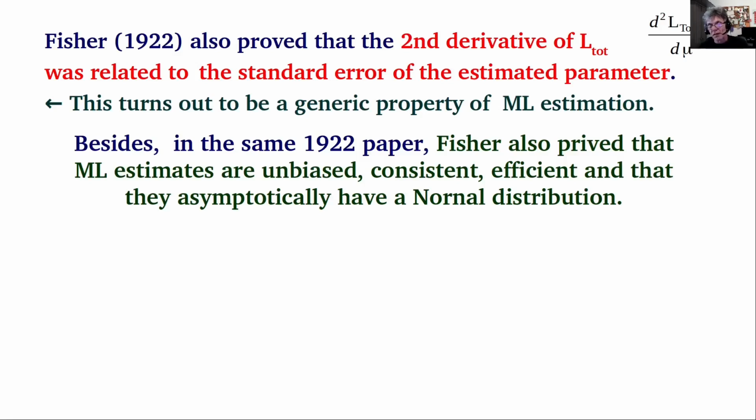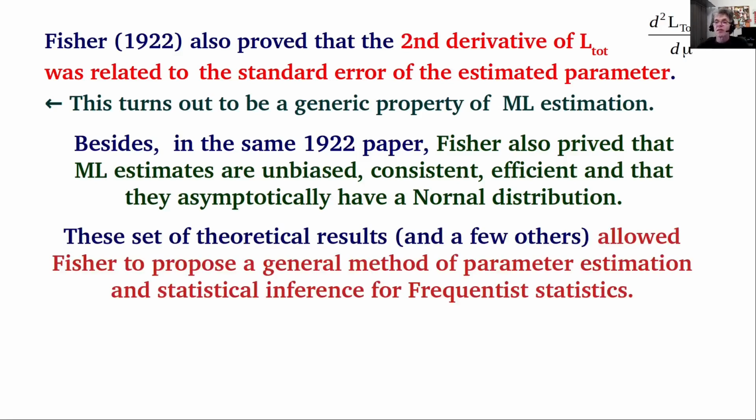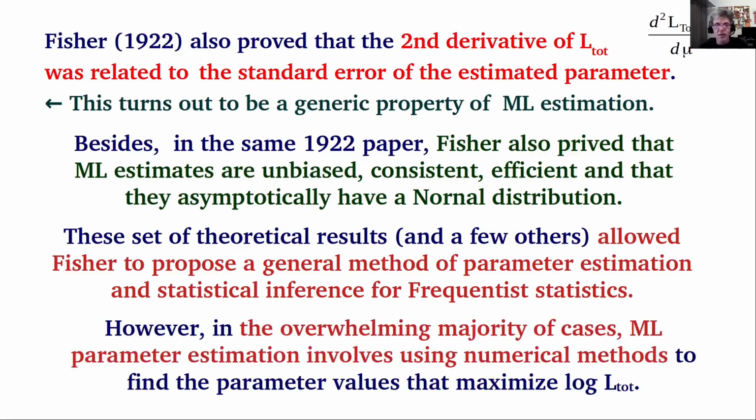This allowed Fisher to use the maximum likelihood estimates as part of the statistical inference and hypothesis testing that he developed in the coming years. So this set of theoretical results and a few others that I am not mentioning here allowed Fisher to propose a general method of parameter estimation, a statistical inference.